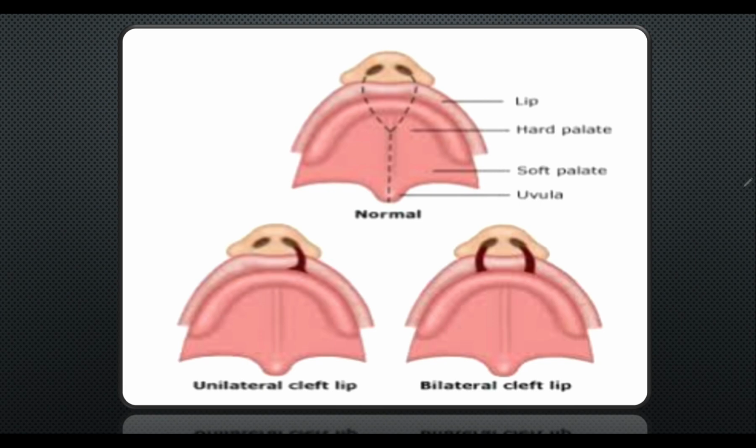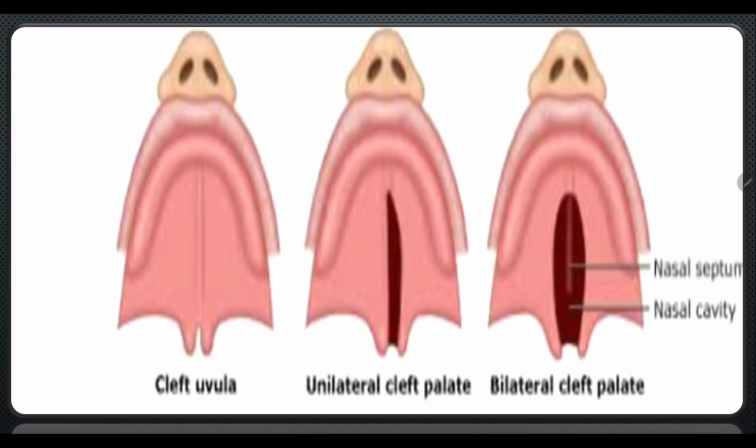These are some pictures depicting cleft lip. Here it is reaching the nostril, and therefore it is a complete unilateral cleft lip. Here it is again reaching the nostril, so it is a complete bilateral cleft lip. Next, there is cleft uvula, unilateral cleft palate and bilateral cleft palate, where in bilateral cleft palate there is absence or failure of fusion of the palatine processes, which are produced from the mandibular arch.